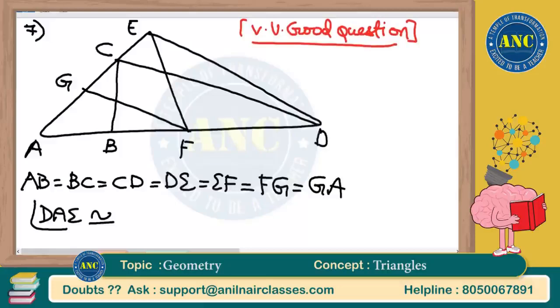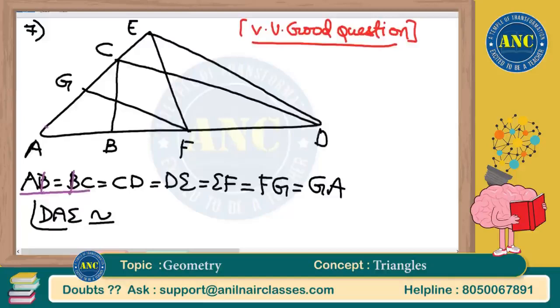Exterior angle is equivalent to the sum of the opposite interior angles. Very, very beautiful question. Now see, AB is equivalent to BC.